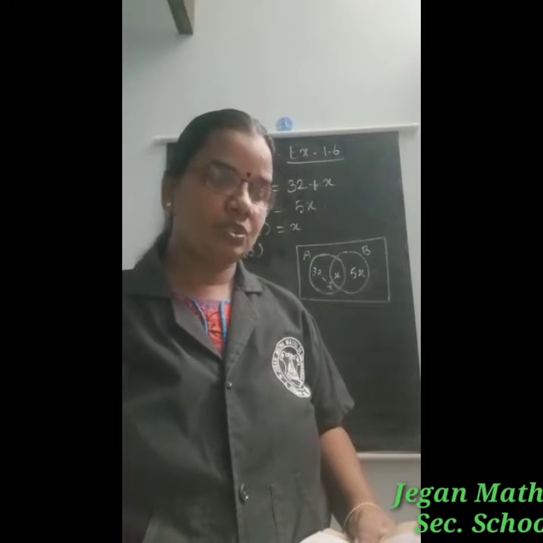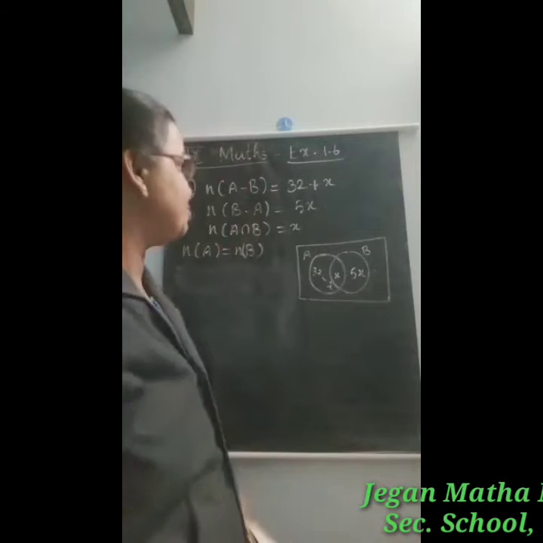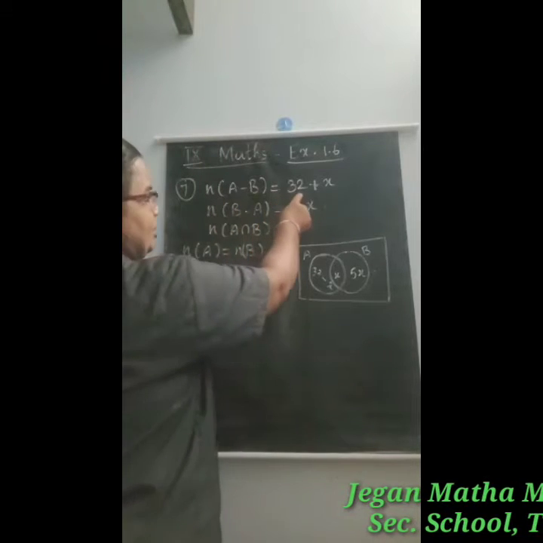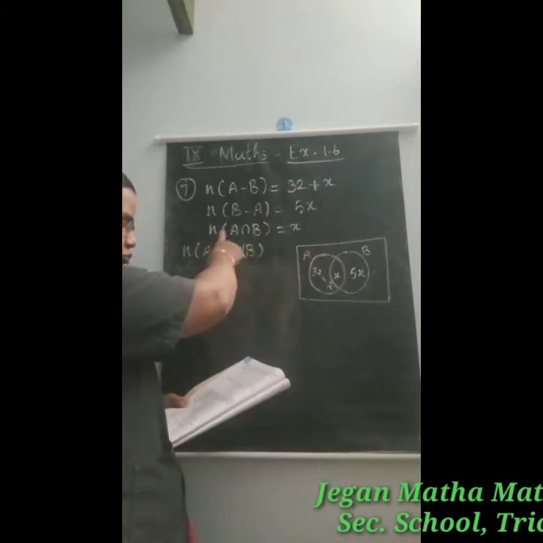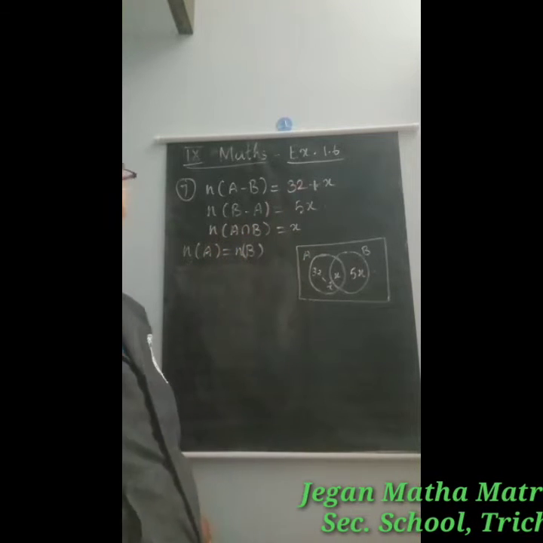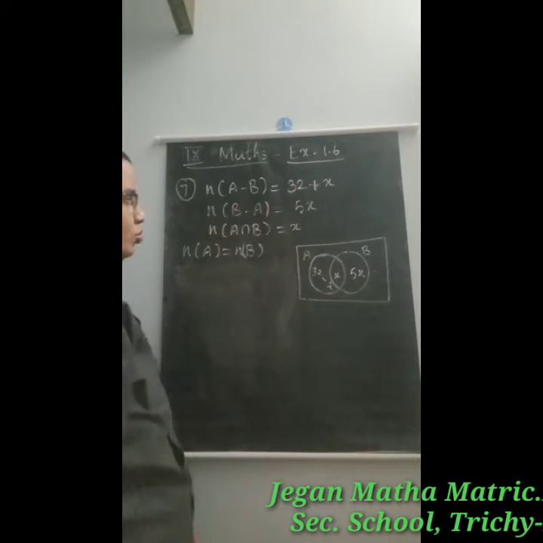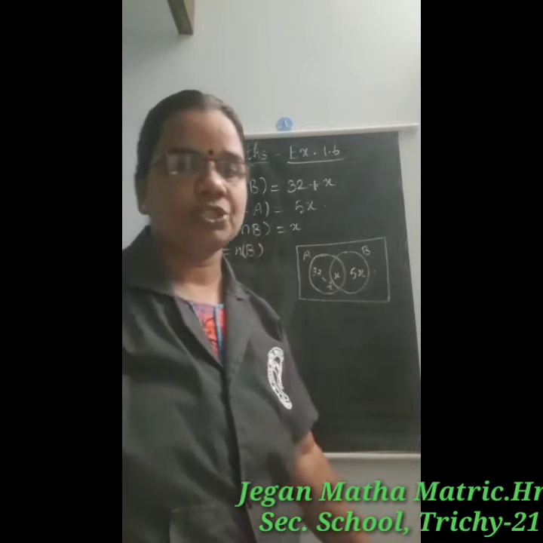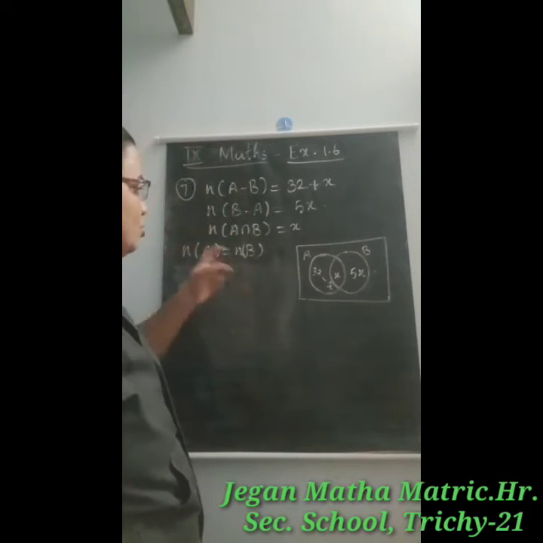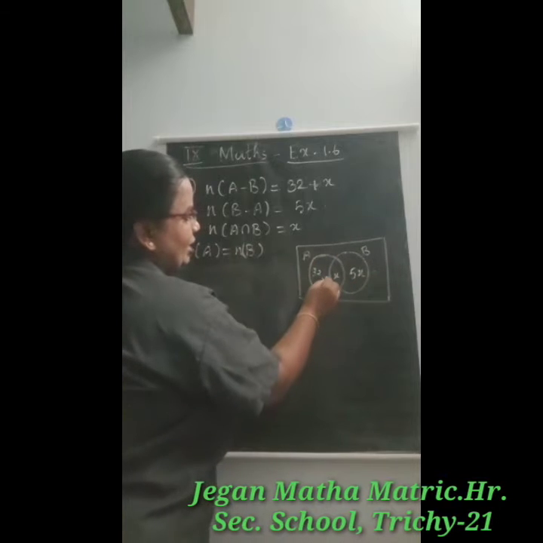A and B are two sets such that n(A − B) is equal to 32 + x, n(B − A) is 5x, and n(A ∩ B) is equal to x. One more condition is given in the 7th question: n(A) is equal to n(B). You have to represent this in the Venn diagram.